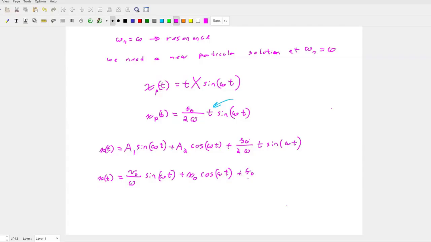Plus F naught over 2 omega. So that adds some amplitude, but it's bounded. And then I have my problematic t, which grows to infinity, sine of omega t.